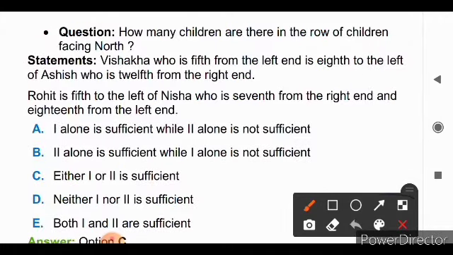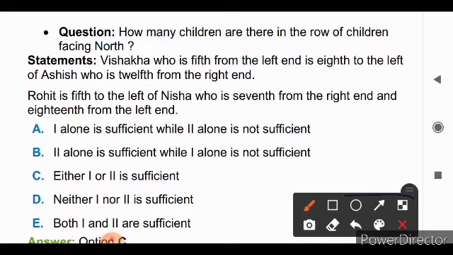How many children are there in the row of children facing north? Statements are: Vishakha, who is fifth from the left, is 8 to the left of Ashish, who is 12th from the right end.